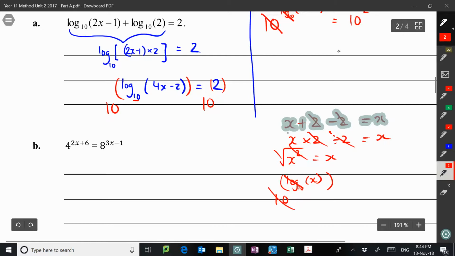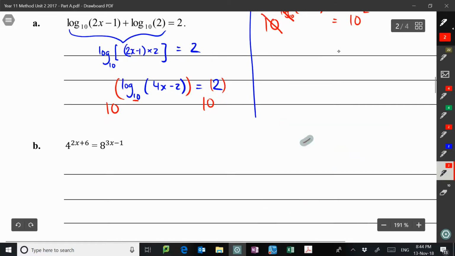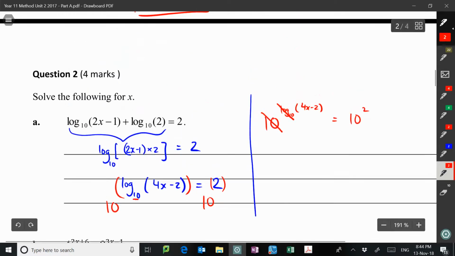That was a very quick way of me trying to recap logarithms. But anyways, here we go. If those cancel out, what I'm left with on the right-hand side is 4x minus 2 is equal to 10 squared, which is 100. So nicely, this gives you 4x is equal to 100 plus 2 on both sides, so that becomes 102. x equals 102 on 4.